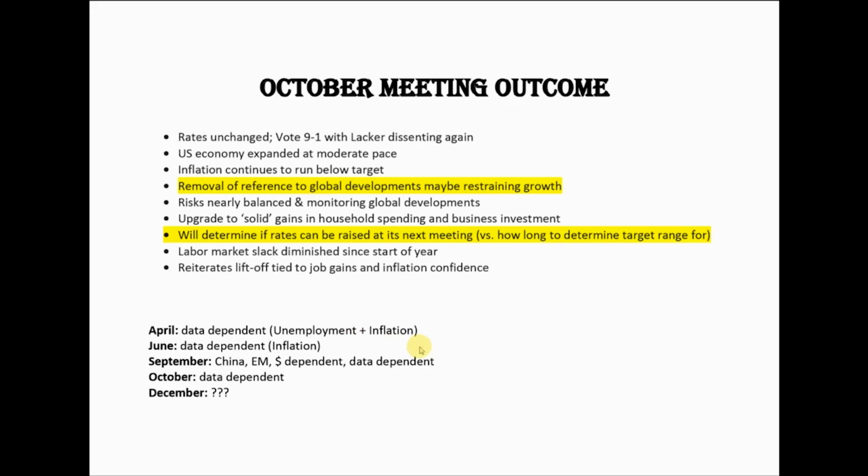But now the most important ones, I think, from the last meeting were what I've highlighted in yellow. So there was a removal of a reference to global developments, maybe restraining growth. If we recall from the September meeting, the market was priced 50-50 whether they'd hike rates or not, and the Fed and Yellen put great emphasis on the global developments. There was weakness in the emerging markets. Chinese equities and the currency had taken a turn for the worse, and we didn't really know how that would feed into financial markets, and the Fed were a bit uncertain.